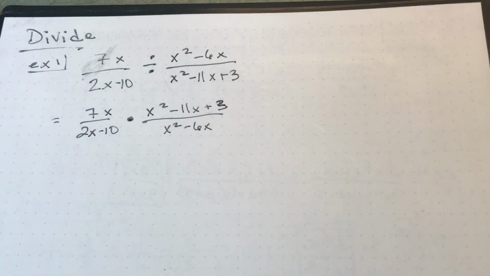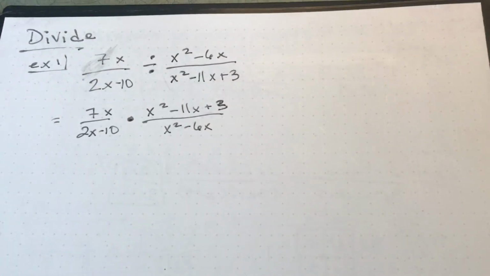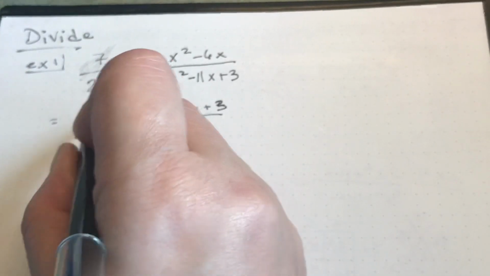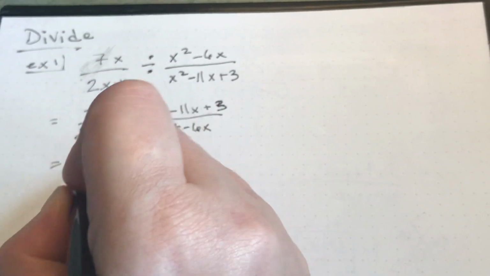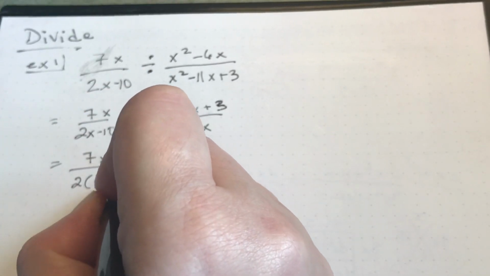Okay, so now I've done that. Now I'm ready for multiplication, and then we're going to do the rest of the steps just like we did for the last one. So I'm going to factor. 7x can't be factored, so we're going to leave it. This is 2 times x minus 5.